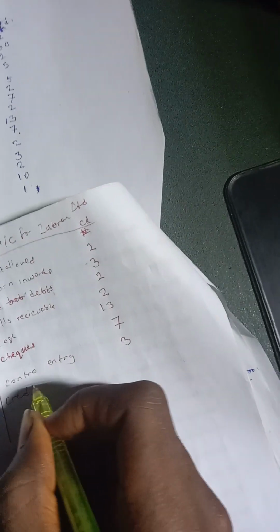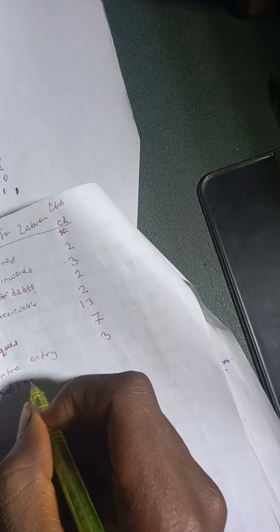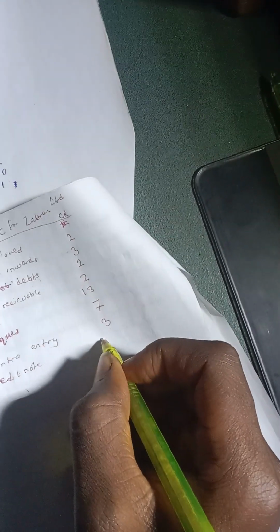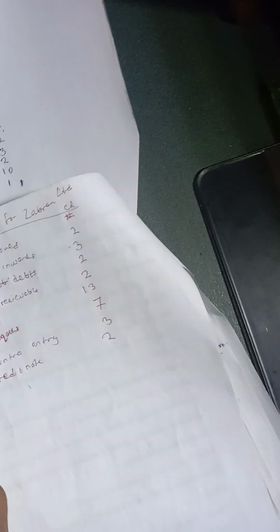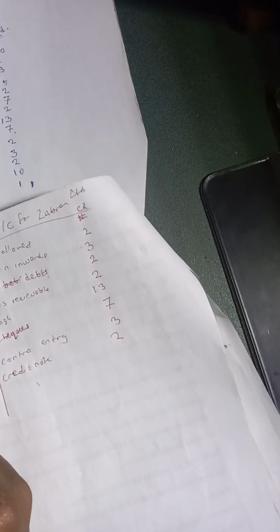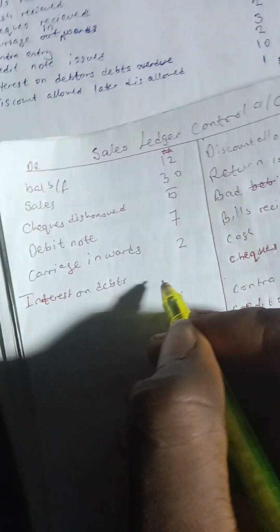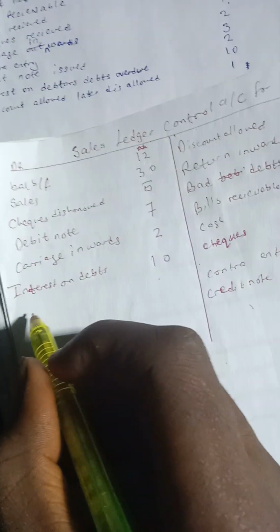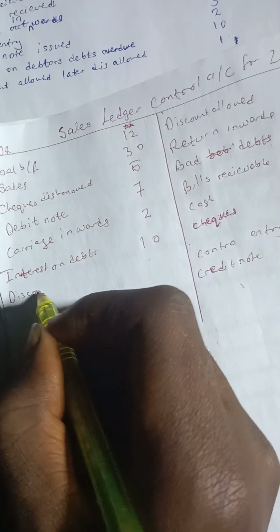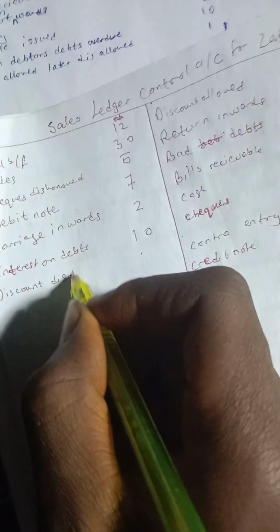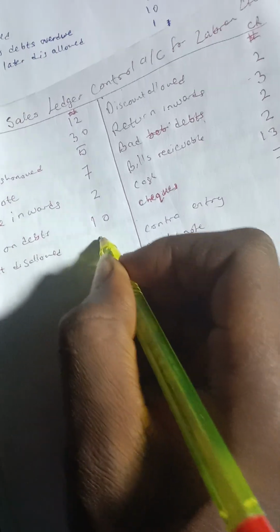When you issue a credit note, that means you credit the person you are issuing it to. Then interest on debtors' debt. Then discount is allowed, that's 1 naira.